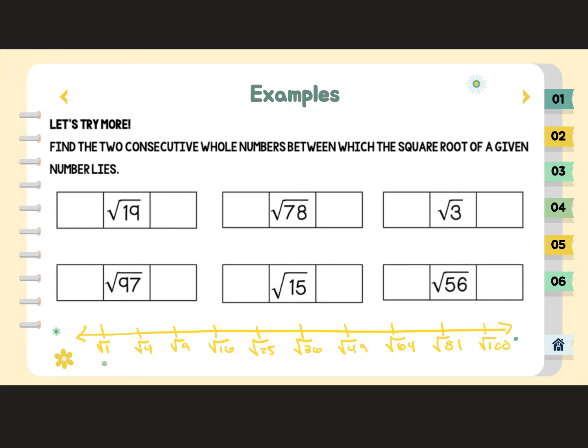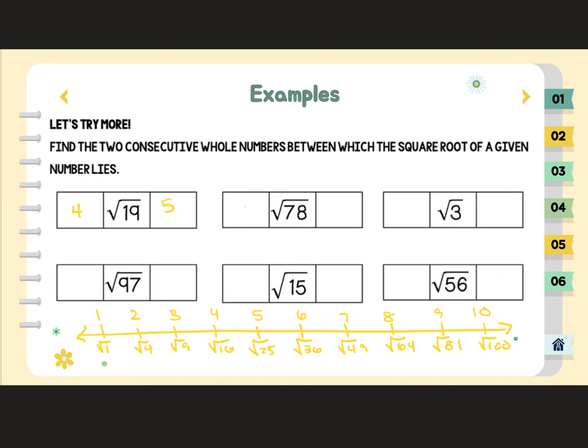All right, so when we're looking at 19, which consecutive whole numbers does it lie between? So we know that the square root of 1 is 1, and we have 2, 3, 4, 5, 6, 7, 8, 9, and 10. So we can see that the square root of 19 is going to fall between 4 and 5, because the square root of 19 falls between the square root of 16 and the square root of 25.